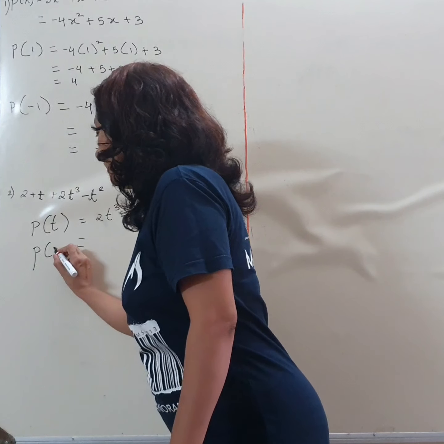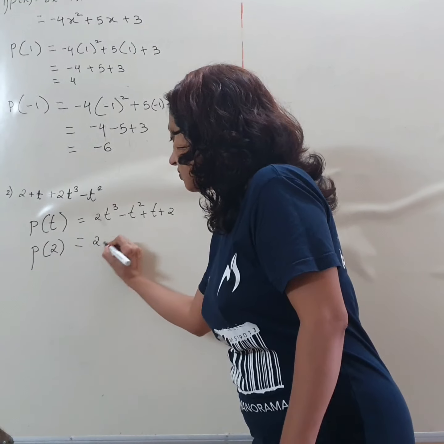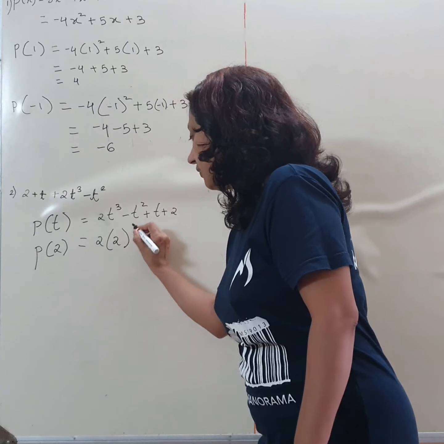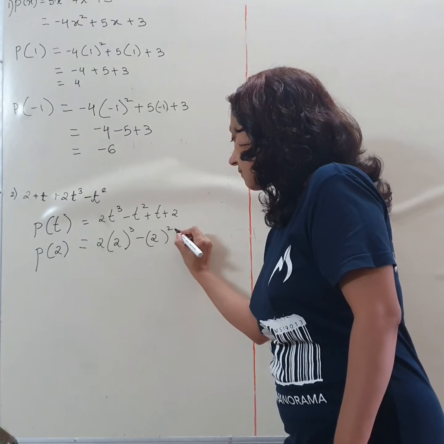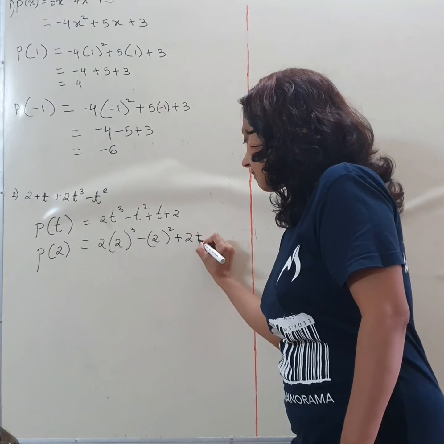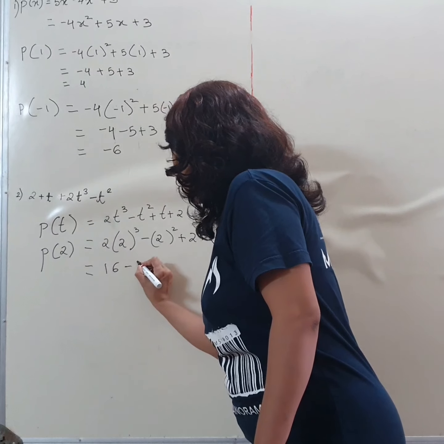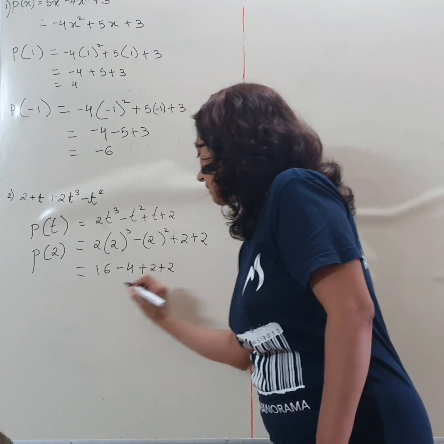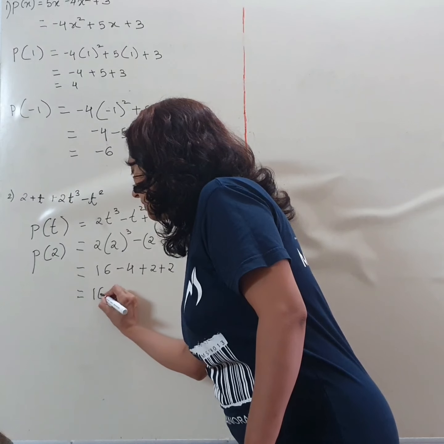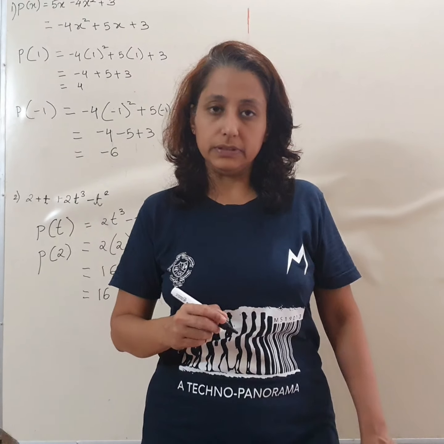If I want to find the value of the polynomial at t equals 2, what you will do is substitute the value of t as 2. The answer is 16. So this is the way you are going to find the value of a polynomial.